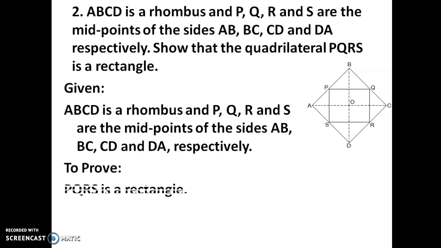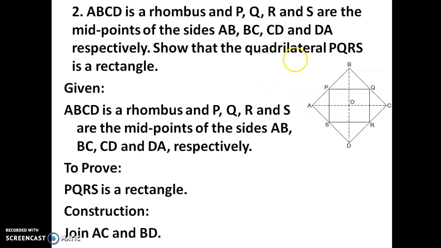We have to prove that the quadrilateral formed by joining the midpoints, that is PQRS, is a rectangle. For the construction, we are going to join AC and BD, so the diagonals of the rhombus are joined. That is the construction. Now the proof.